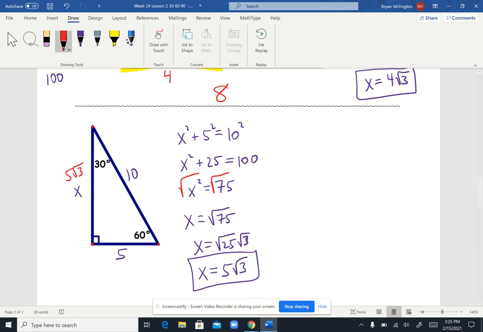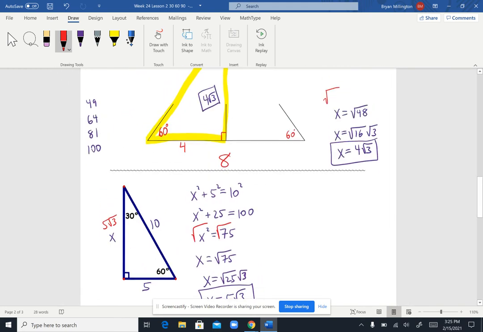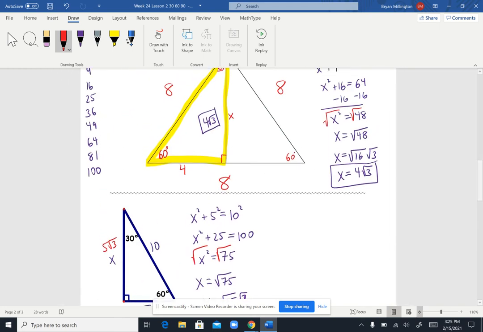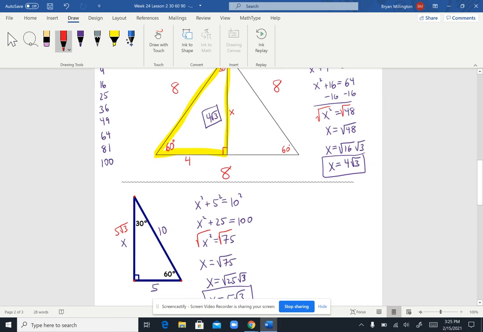Okay, let's zoom out here and look at both of these at the same time. In the first problem we did, we ended up with 4 root 3 and 8. In this one, we ended up with 5 root 3 and 10. So hopefully you're seeing a pattern. If you're not seeing a pattern, actually pause this, look at them for a second, see if you can find it, and then unpause.